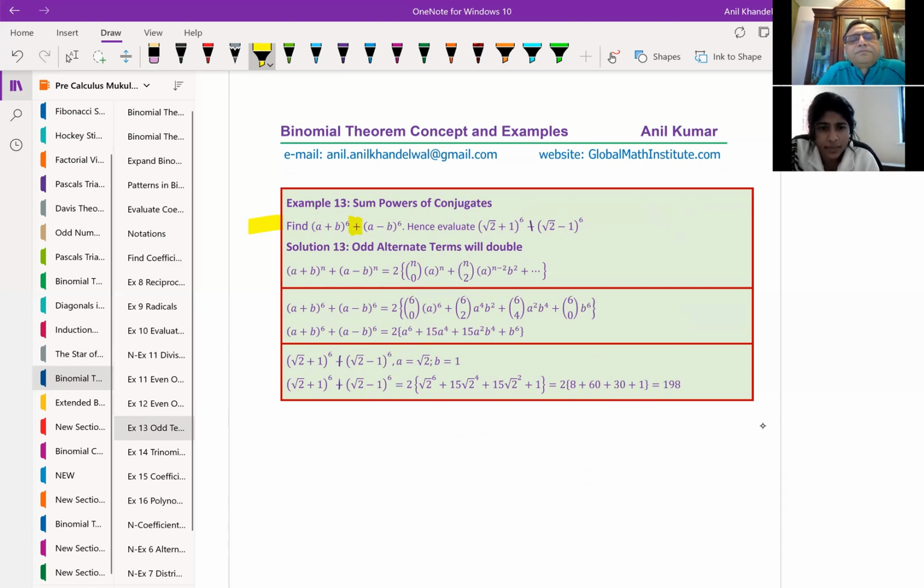Find (a+b)^6 plus (a-b)^6. Correct. Hence, evaluate (√2+1)^6 + (√2-1)^6. Perfect. Now we're talking about adding them up. In case of adding them up, the first term, third term, fifth term will all add up and they become twice. The second, fourth, and sixth terms will cancel away, correct?